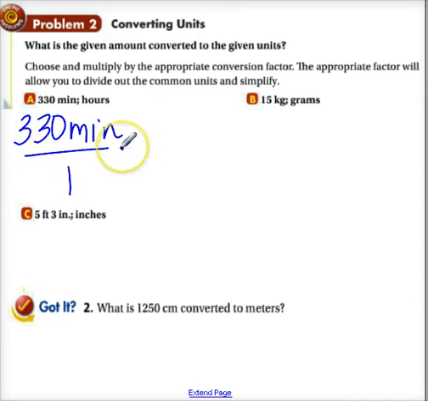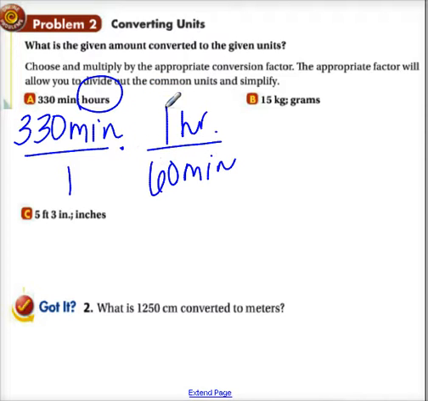Then you're going to multiply by a conversion factor that you know or can look up to get you from minutes to hours. Well, I know that there are 60 minutes in 1 hour. Now the reason I put 60 minutes on bottom is you want your units to cancel out. I want my answer to be in hours, so I want my minutes to go away. And to do that, I need one on top and one on bottom. If I put the minutes on top here, they would not have canceled.